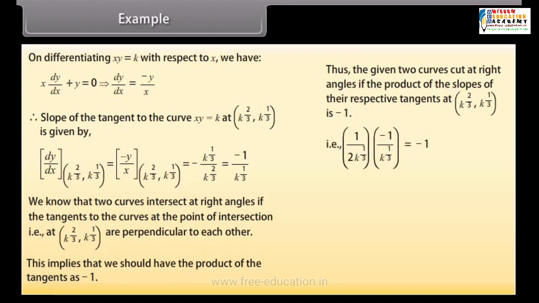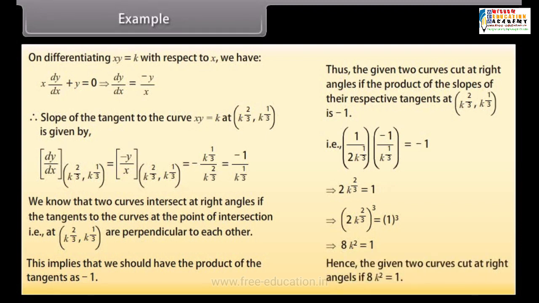That is, 1/2 times k^(1/3) times -1/k^(1/3) is equal to -1. On solving, we get 8k^2 = 1. Hence, the given two curves cut at right angles if 8k^2 = 1.